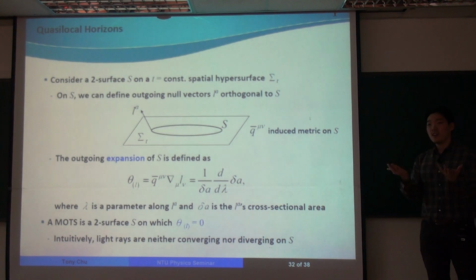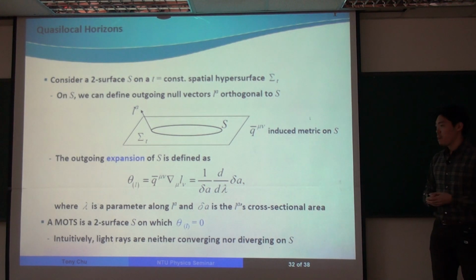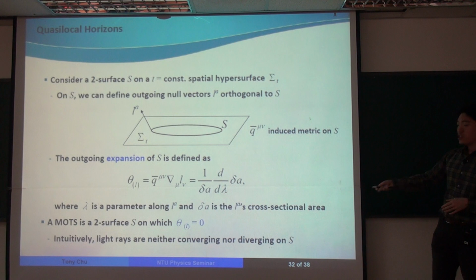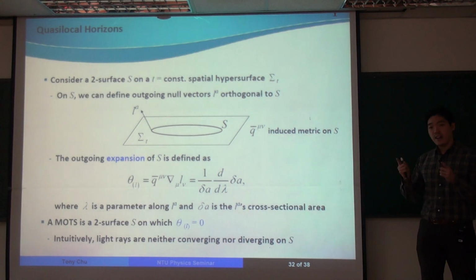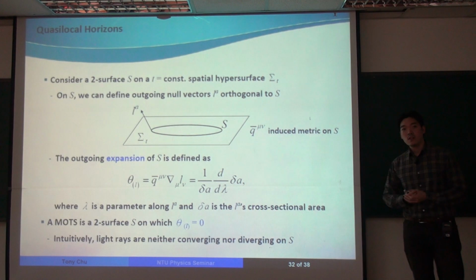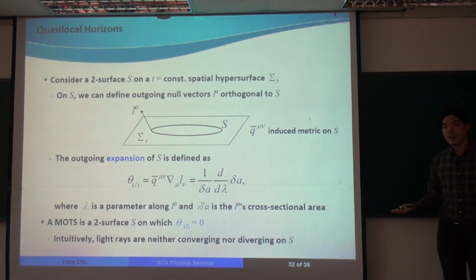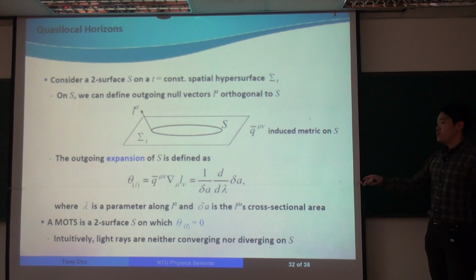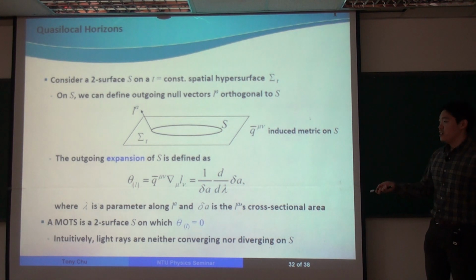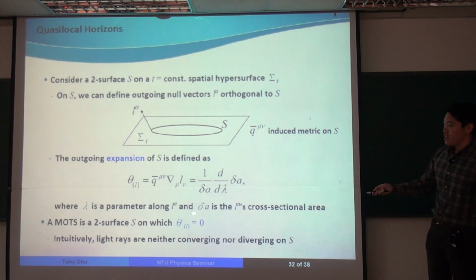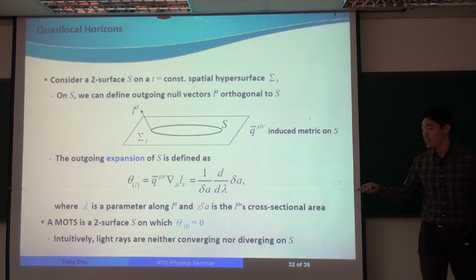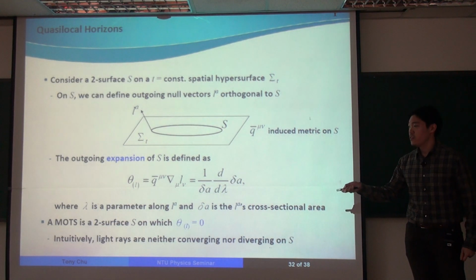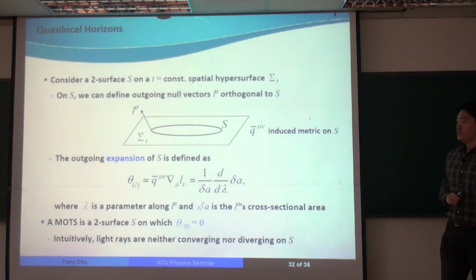That would mean you were inside a black hole, intuitively. If theta L was greater than 0, that would mean that light rays on S are diverging from each other, which would be like you were outside of a black hole. So an intuitive way to define a quasi-local black hole horizon is a two-surface S on which this expansion theta L vanishes. And that is the definition of a MOTS, or marginally outer trapped surface.